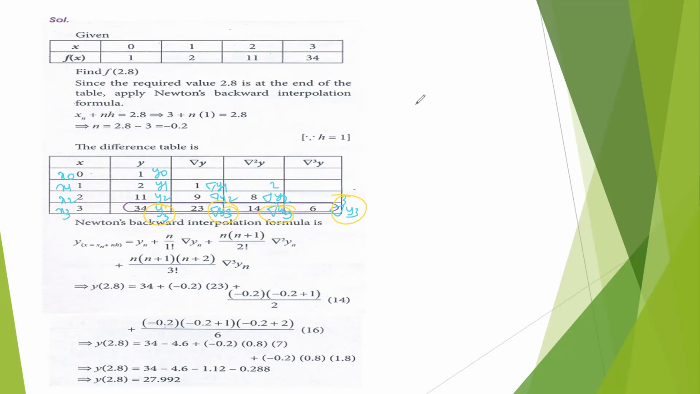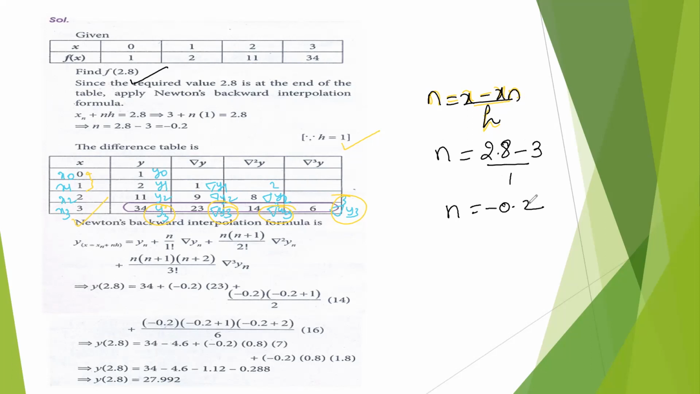Before that, let us identify h. h is the difference between two successive x values, so 1 minus 0 is 1. The last x value is x3, that is 3. Therefore, n is equal to x minus xn divided by h. We are asked to find f of 2.8, so x becomes 2.8 minus 3 divided by 1, which implies n is equal to minus 0.2.